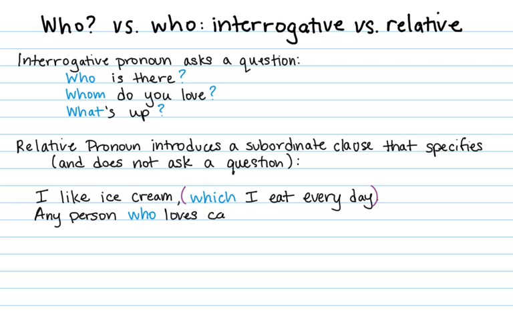In another example, any person who loves cats is a good person. Who loves cats is a subordinate clause, a specific kind called a relative clause, introduced by the relative pronoun who. The antecedent of who is person. So you'll notice that even though the words can be the same as the interrogative pronouns, on the top half of the page, those are introducing questions. The bottom half of the page, they are introducing subordinate clauses.